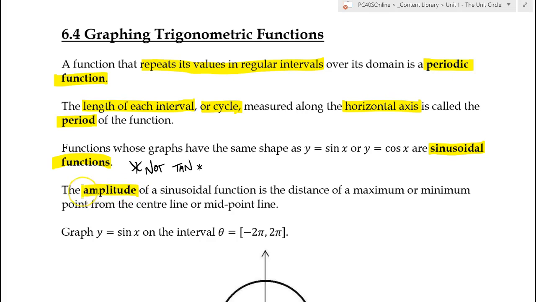The first word that we should really be aware of when we're describing these graphs is the amplitude, because it's set in stone for a standard sine or cosine graph, aka the parent functions. And this is considered the maximum or minimum point from the midpoint line, or you'll hear me call it the midline.